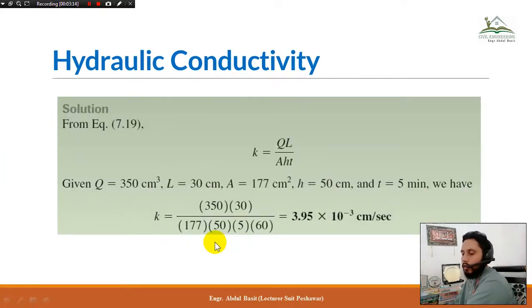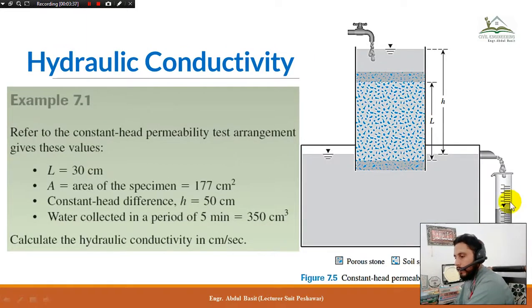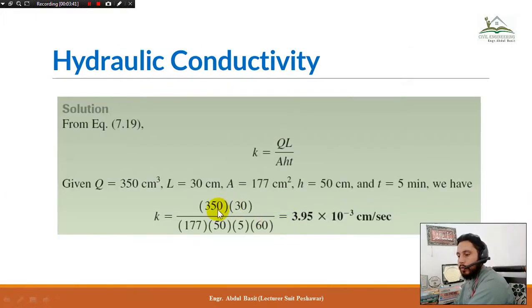Now calculate the hydraulic conductivity in centimeter per second. This is the unit we need to determine, so we need to find the coefficient of permeability. This is the equation we already discussed in a previous lecture: k equals QL over AHt. Q is the volume collected in the graduated cylinder, that is 350 centimeter cube, so straight away put it here.